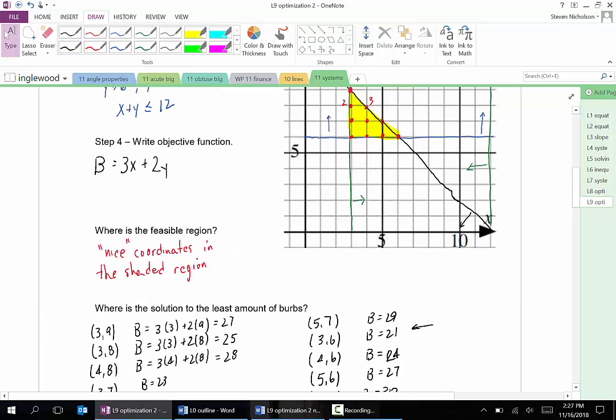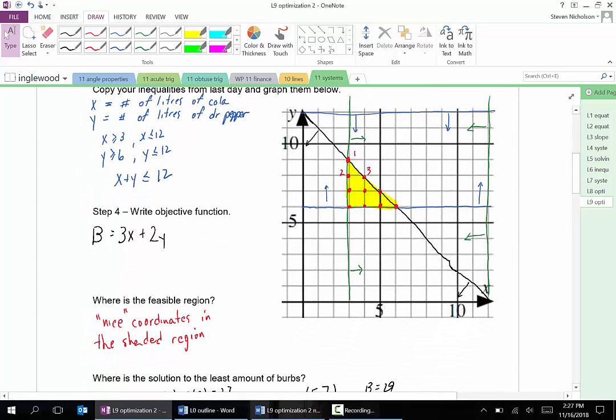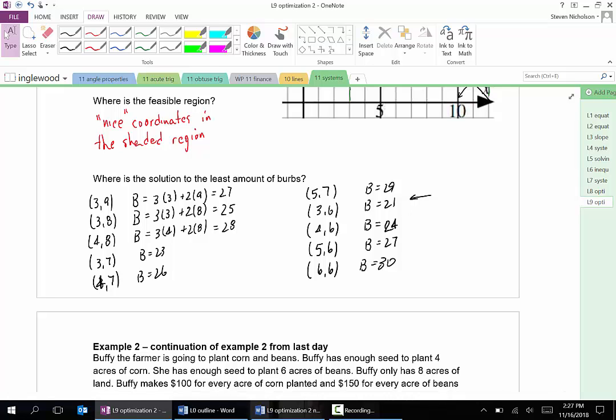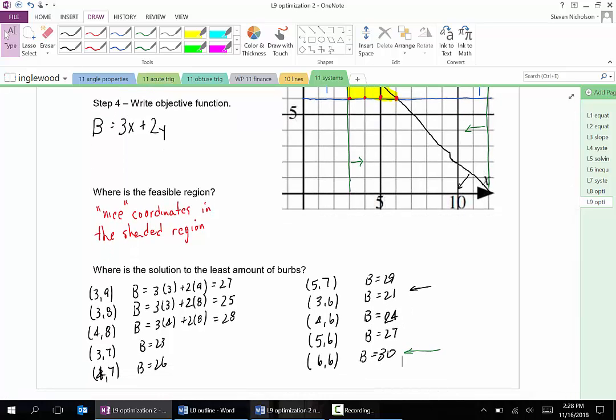So there's the minimum right there. And if the question was, how much should you buy to minimize burping? Well, it should be that one. If I ask you the question, what should he buy to maximize burping? Well, that one would be that one there. And that point, that green point, 6 comma 6, is that one right there.